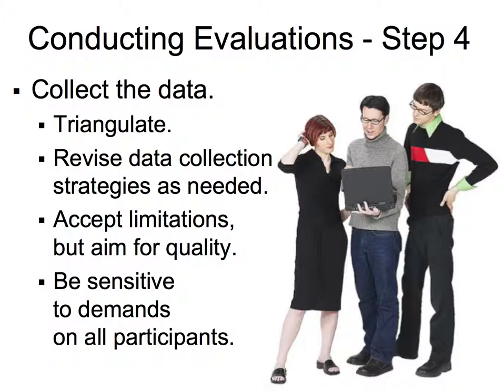Step 4, collect the data. And again, I'm pointing towards triangulation here. Revise data collection strategies as needed. So if things aren't working, you know they're not working, don't go forward with it. Change those data collection strategies. Accept limitations, but aim for quality. Be sensitive to the demands on all participants. It would be nice to collect data with a 100 item survey. Well, that can take a lot of time for somebody to complete. So really be sensitive to the demands on the participants and make sure that the data that you're collecting is important, and it all feeds back into answering those questions, which then feeds back into the decisions that you're making.